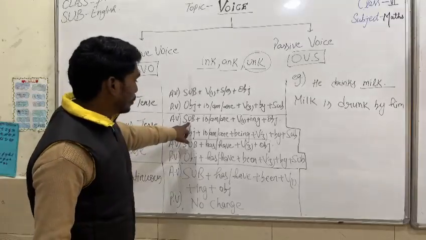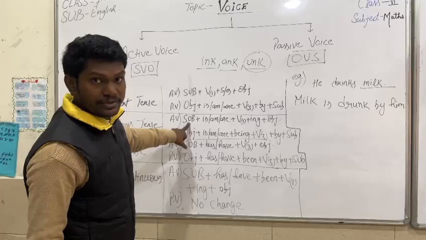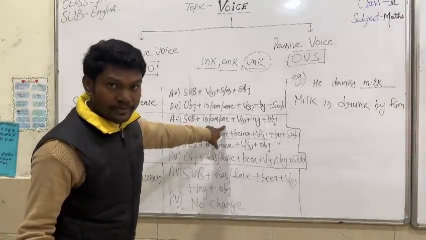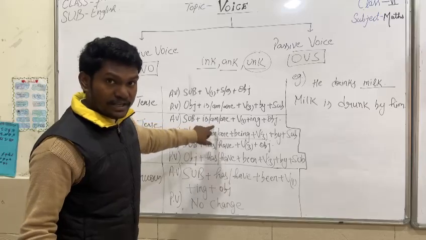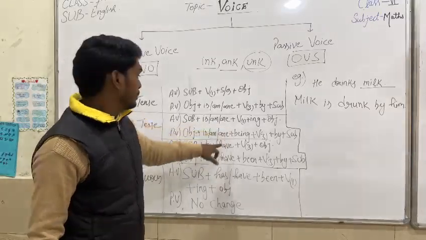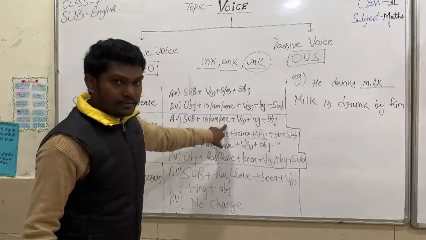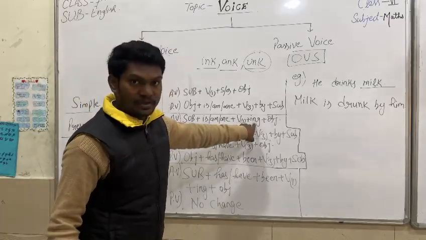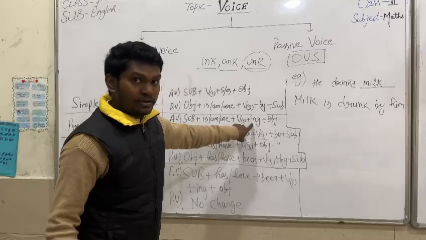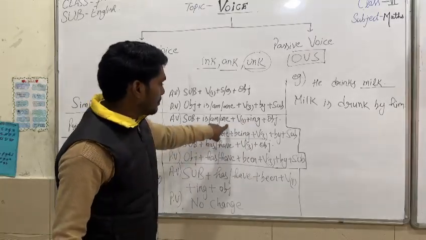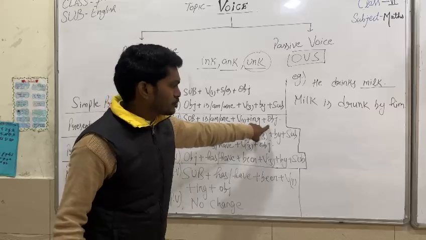We can go through the rule of present continuous tense. It is subject plus is, am, are, because it is present. Present consists of is, am, are. If it were past, it would be was and were. Subject plus is, am, are plus first form of the verb plus ing. This ing refers to continuous tense. Now, subject plus is, am, are plus first form of the verb plus ing plus object.